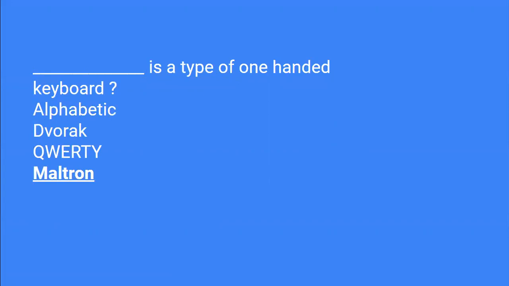Dash is a type of one-handed keyboard. The options are alphabetic, Dvorak, QWERTY, Malta. The answer is Malta. This is a left-handed keyboard.